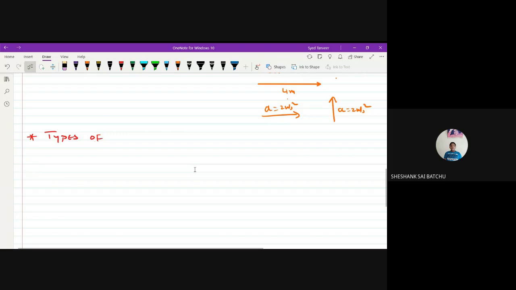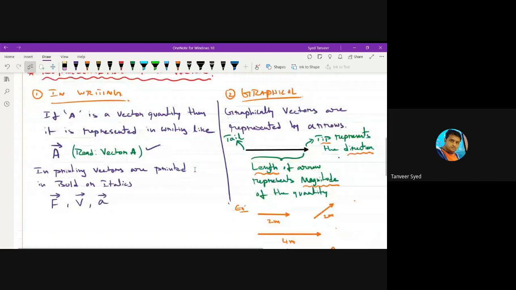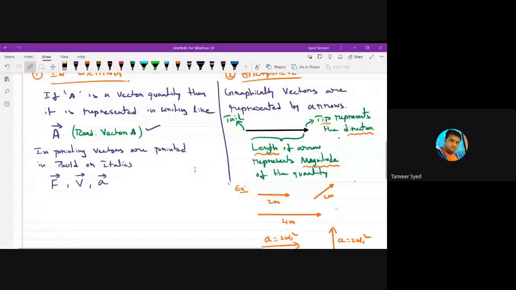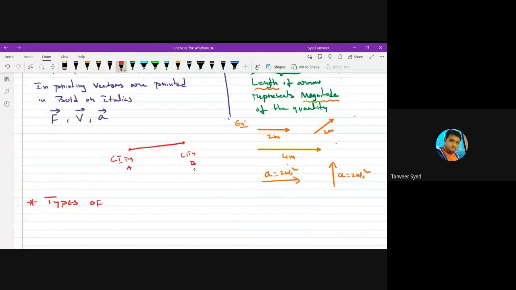Sir, can you once again explain about graphical representation? Graphical representation means instead of representing vector quantities by letters like A, B, C, D, or X, Y, Z, or P, Q, R, we show them with arrow marks. Suppose I want to tell you that this is city A and this is city B. What is the direction of city B from city A? It is this. I should use an arrow. The same thing we use in vectors also.